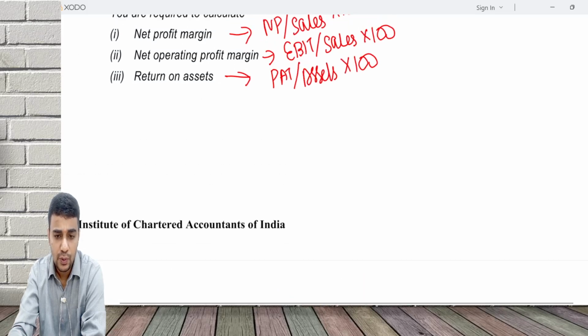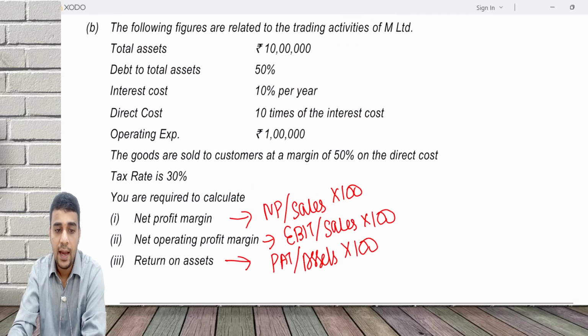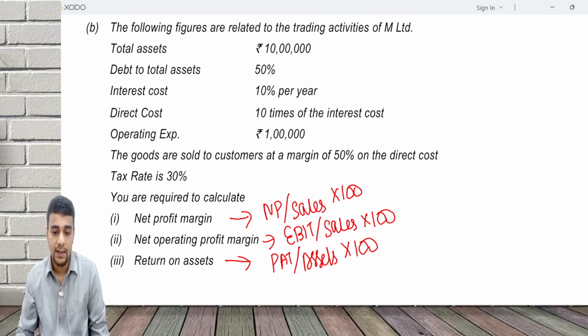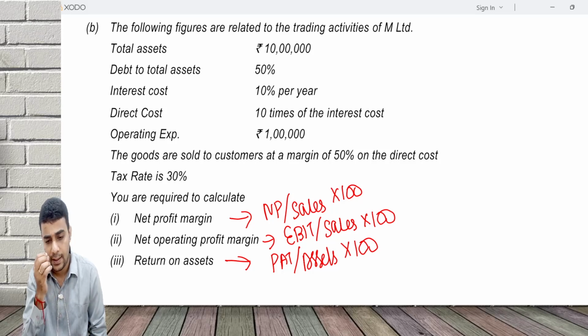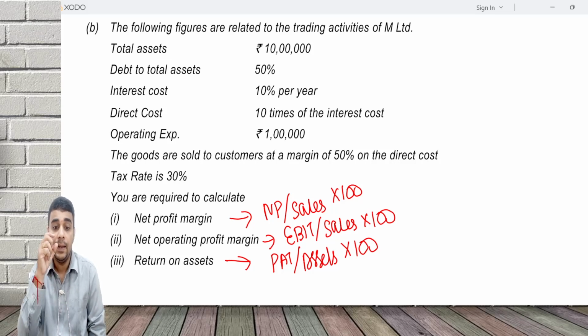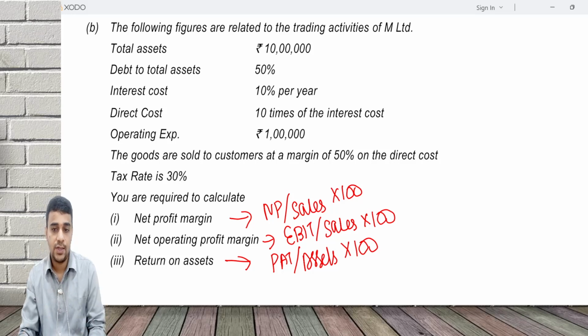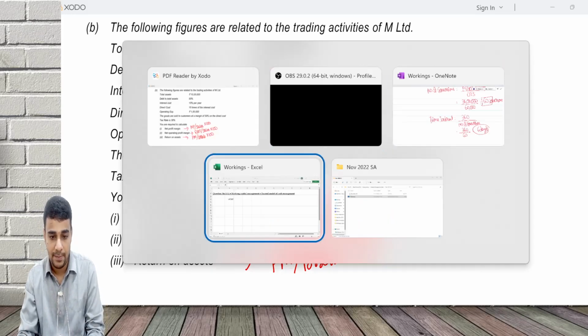In order to do this question, somewhere I will need the income statement to be done, because once the income statement is done, that can give me the sales figure, the EBIT figure, the net profit figure, the EAES figure, and the PAT figure. So most of the items are going to come from my P&L. Once we prepare the P&L, almost the problem will get over. So let's try to do the income statement of M Limited.